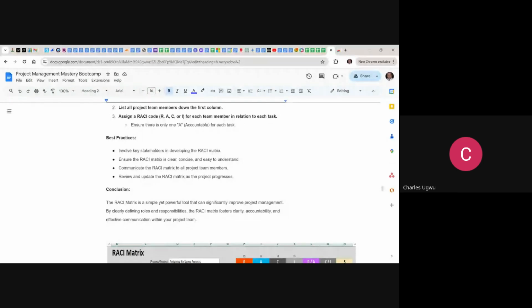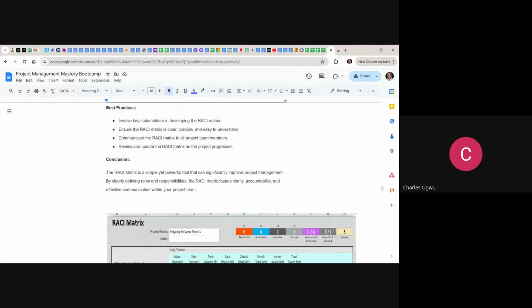The best practice is that you involve key stakeholders in developing the RACI. Make sure that everybody understands their role, and ensure the RACI matrix is clear, concise, and easy to understand. No team member should struggle to understand their role or responsibilities. Communicate the RACI to all team members. Every team member should have a copy of the RACI and know how it works. Review and update the RACI as the project progresses. If more team members join the project, responsibilities may need to change, so we keep reviewing and updating it and having meetings, letting people know that more people have been added.